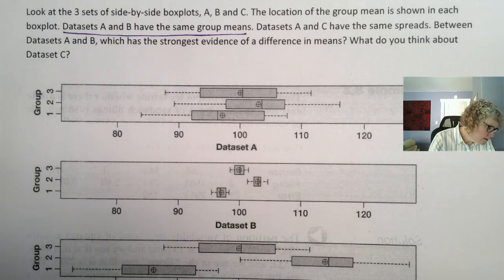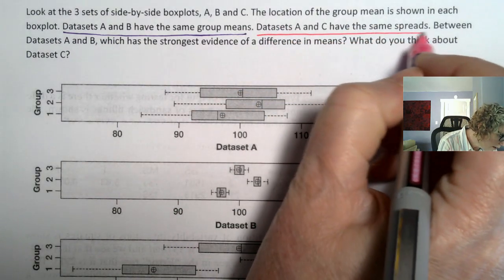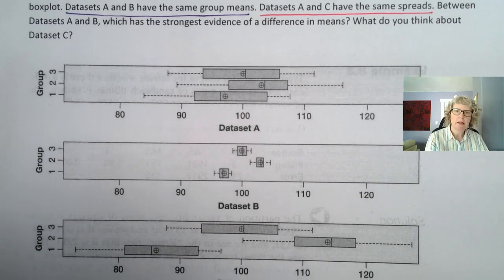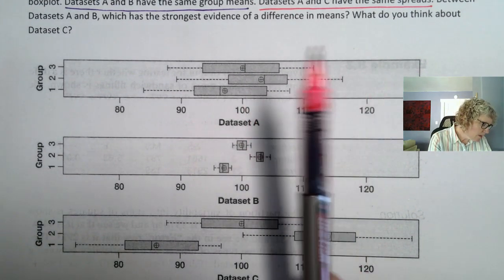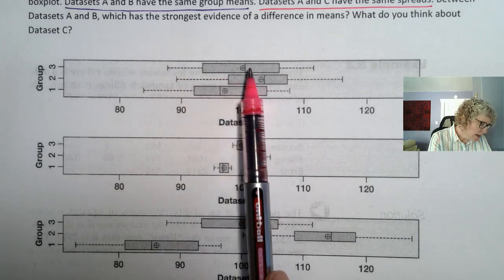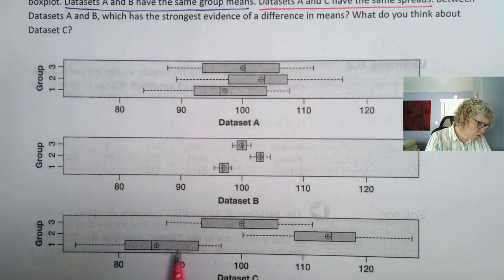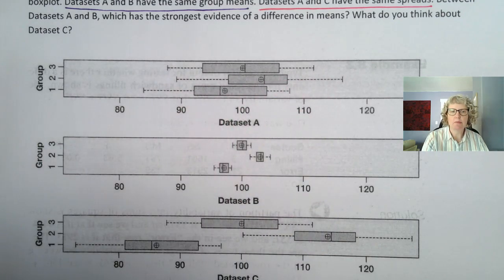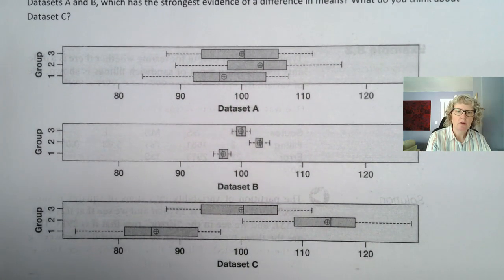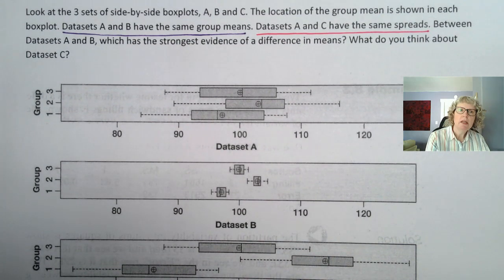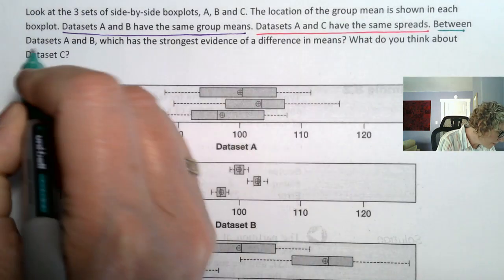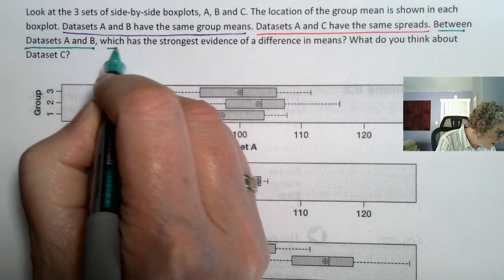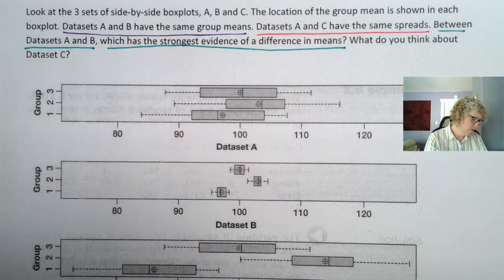And then data sets A and C have the same spreads. So they've taken the box plots in A and they've moved the means out, but the width of the box plot is the same. Okay, so they have the same spread or variation. Okay, so what are we going to do here? Between data sets A and B, which has the strongest evidence of a difference in means?